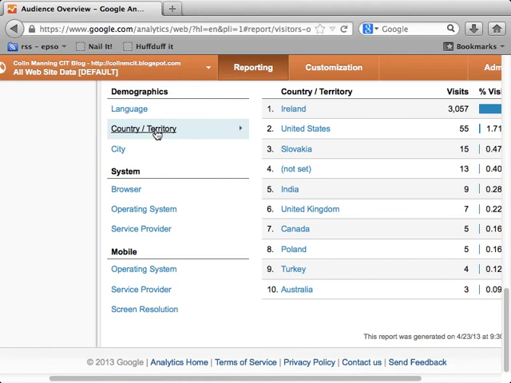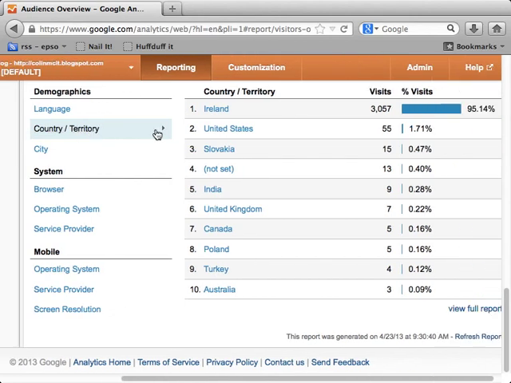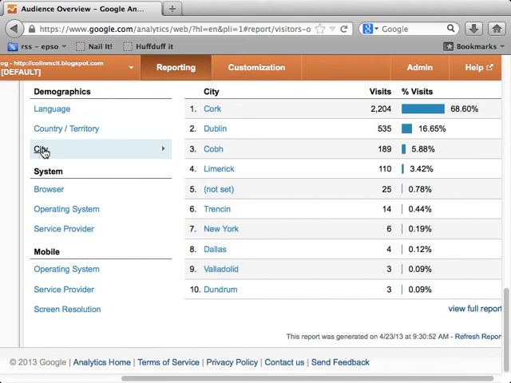We can see by country there, most people are from Ireland, but we already knew that. People come to my website, most of them are from Ireland. Does it give us a breakdown? Most of the people looking at my website are from Cork. Well, we knew that too, didn't we? Actually, by the way, it's probably just me.